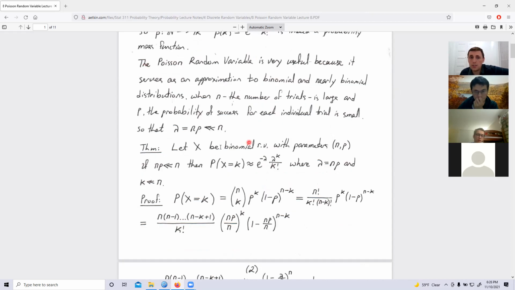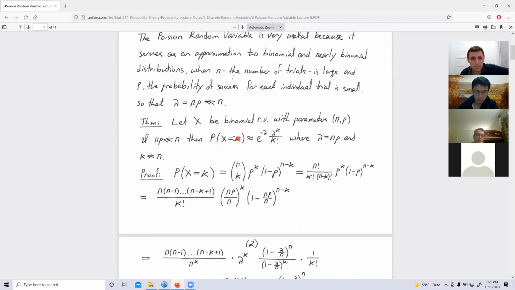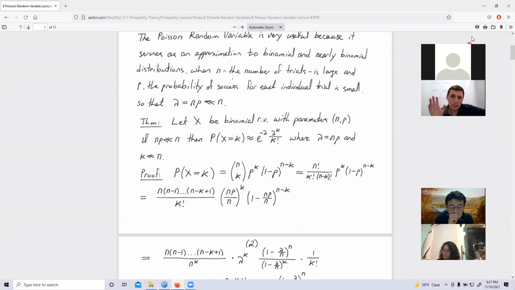Imagine x is a binomial random variable with parameters n and p, and the product n times p, which is the expected value of the binomial, is very much smaller than n. That is, you perform many trials, but the average number of successes is very little. Then the probability that x is equal to k is approximately Poisson with parameter lambda, where lambda is the expected value, n times p. Okay, guys, are you with me? This is important. The previous distribution was just hard, but this one is important.